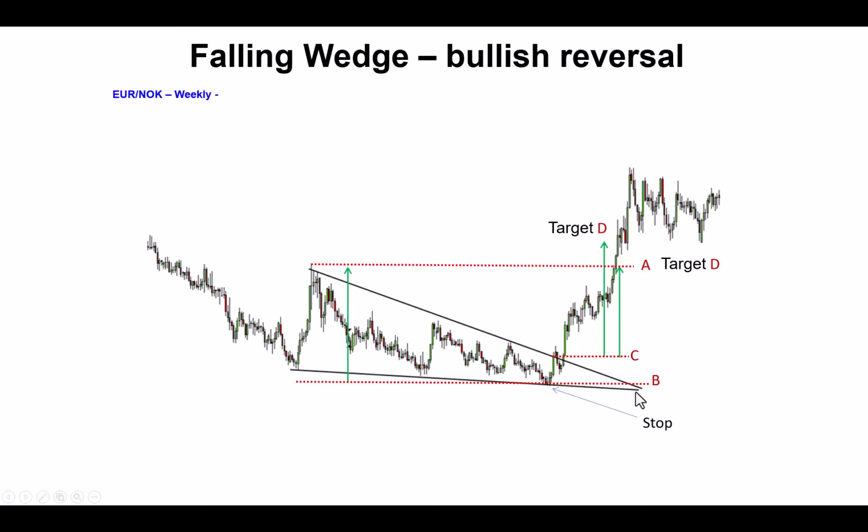Apex is where the two lines meet. Calculate the height of the wedge and add it to the breakout price. You can see here we actually have a little bit of a throwback, where the prices are being thrown back into the wedge below the upper rising trend line, but it doesn't take out our stop, because our stop is down there at B, or a little bit lower. You should always put it a little bit lower.